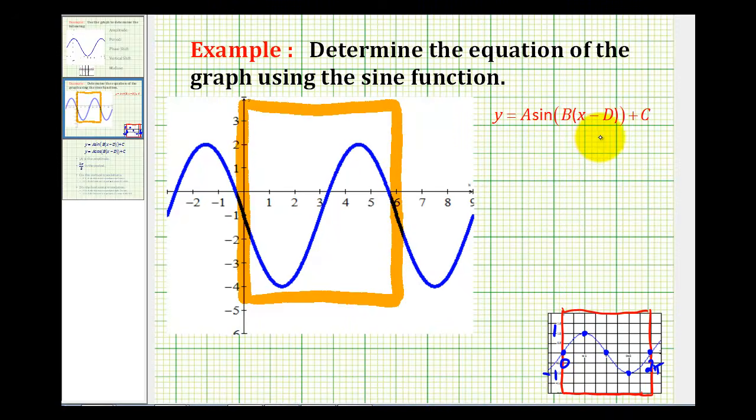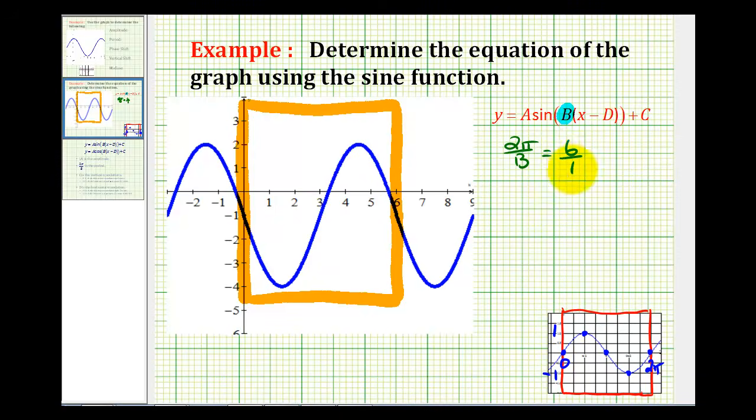So right away, on the interval from 0 to 6, this function completes one cycle and then starts to repeat itself. That tells us that the period is going to be equal to 6 units. Remember, b is the value that affects the period. And the formula for the period is 2 pi divided by b.